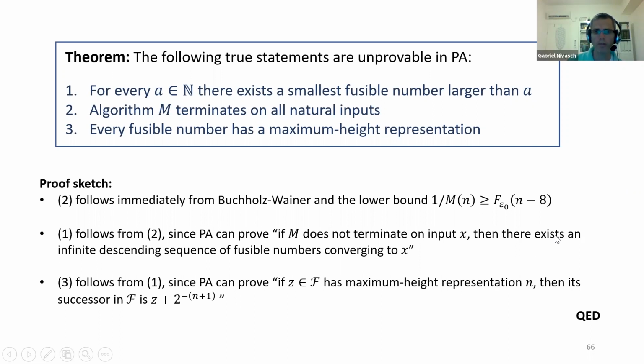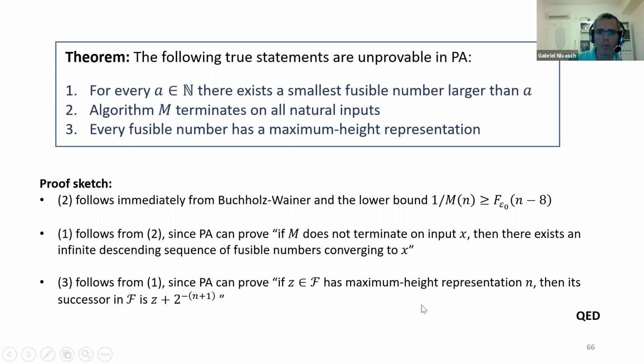You can prove that for every n, there's a fusible number between x and x plus 2 to the minus n. You assume that M has an infinite recursion tree that goes down infinitely, and from that infinite tree you get smaller and smaller fusible numbers that are above X. It's a little technical, but it's not the end of the world. Okay, and then regarding the maximum height representation, it is like this.